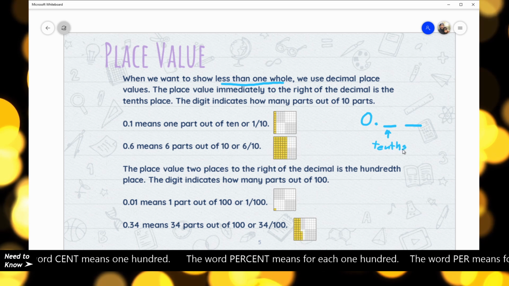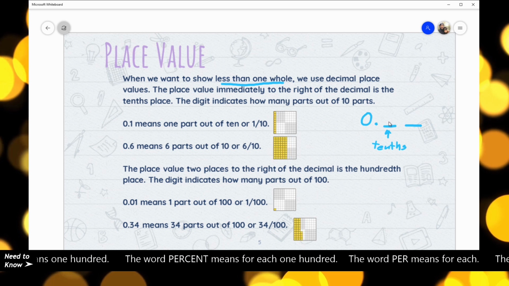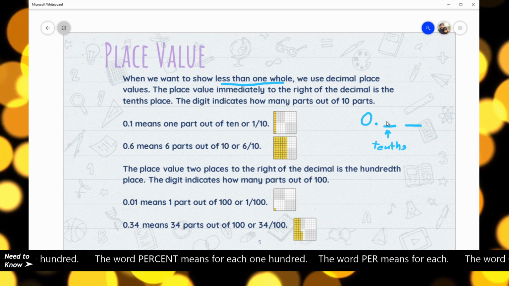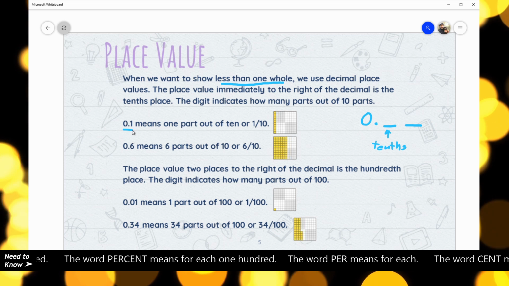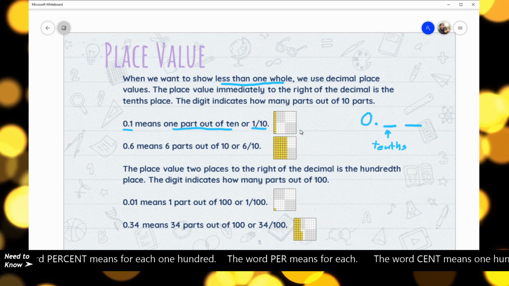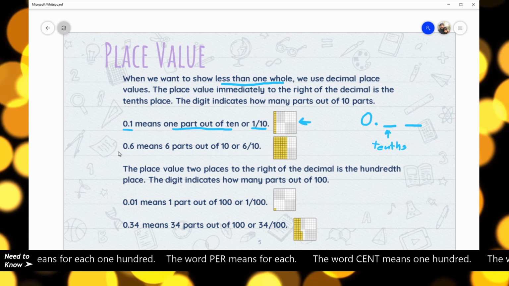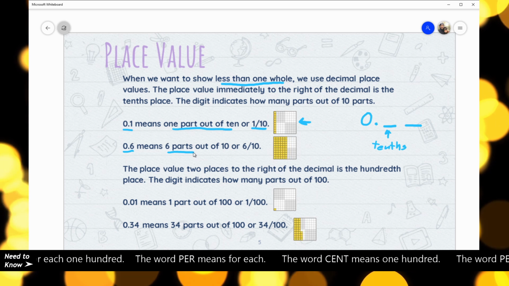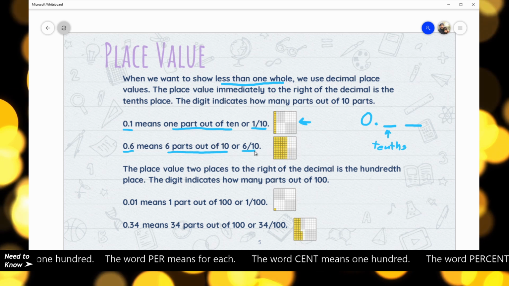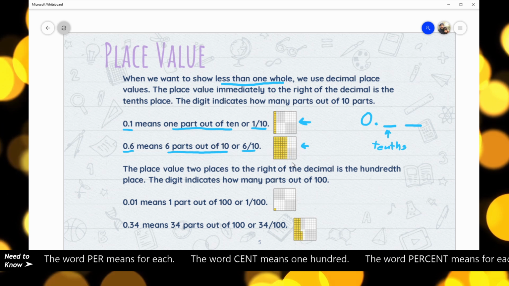Now what that means is it is that many pieces out of 10. How many parts out of 10 parts? So for example, 0.1 means 1 part out of 10, or 1/10. This is what the model of 1/10 would look like. 0.6 means 6 parts out of 10, or 6/10. And this is the model of 6 parts out of 10.